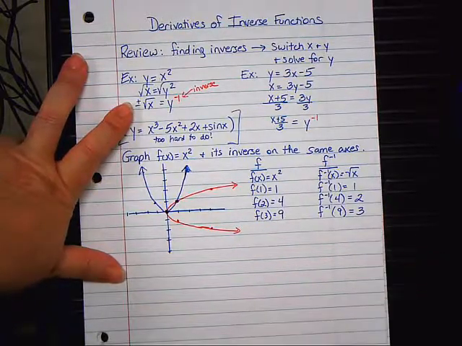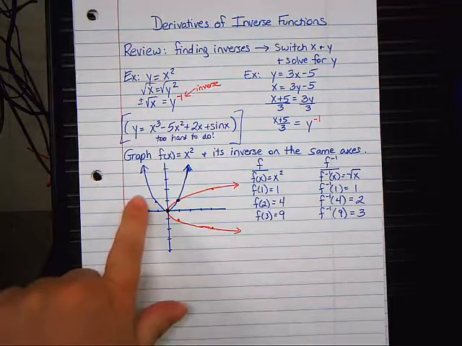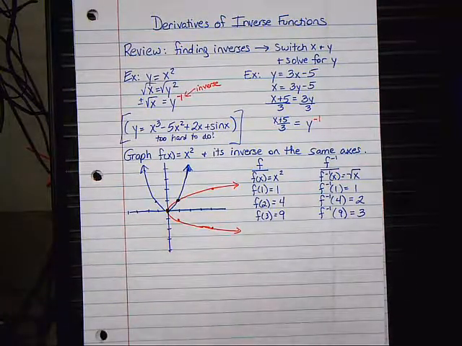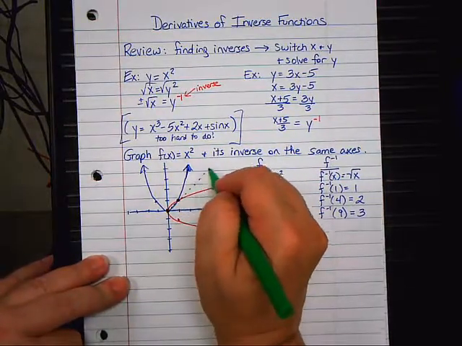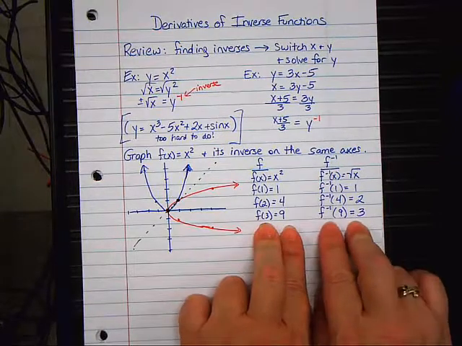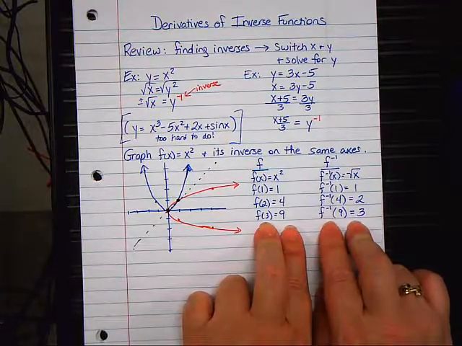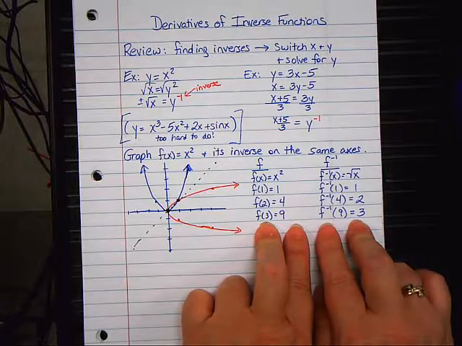Okay. Did you learn before this class about the fact that these two are mirror images over the line y equals x? If you draw in the line y equals x right here, they are mirror images of each other over that line. Now, what I want you to do is look at these two columns right here. What has happened to those x and y coordinates? They have flipped, haven't they? Because they are inverses of each other.